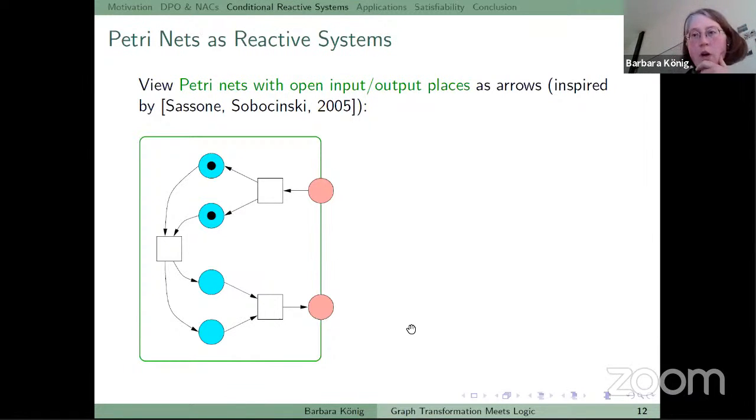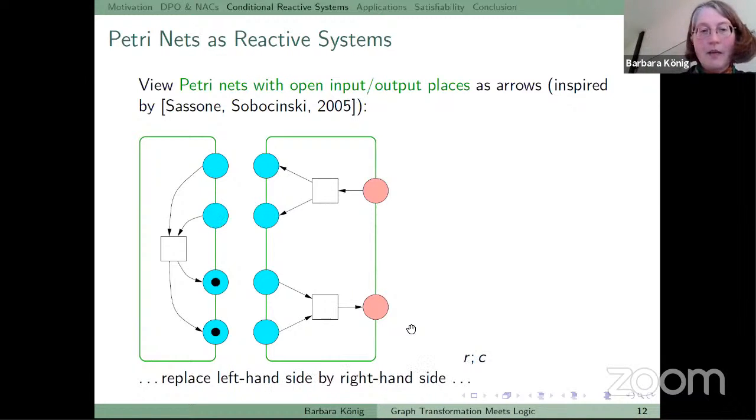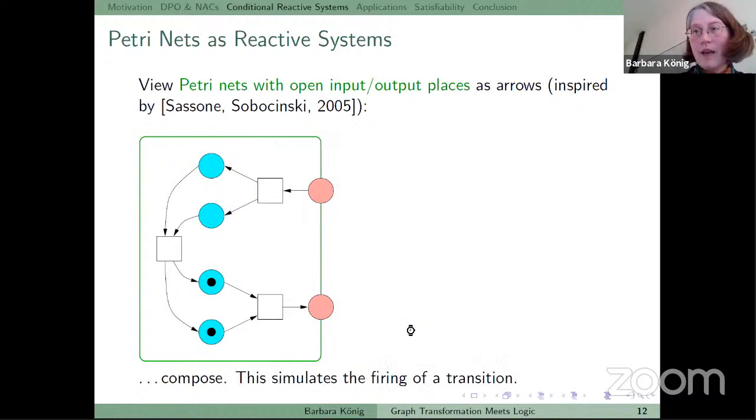And then you want to fire the transition. For this, you decompose the Petri net into two parts. The left-hand side is the transition that is really interesting and that you want to fire. And the right-hand side is the context, that is, what is not involved in the firing. This is the split into left-hand side and context. Then you replace the left-hand side by the right-hand side because you fired the transition, and this changes things. You compose things again, and this simulates the firing of the transition. That's it. Okay, so this is kind of the intuition.